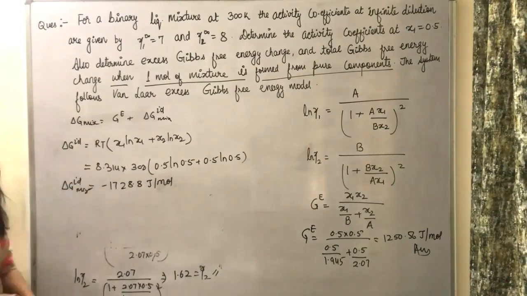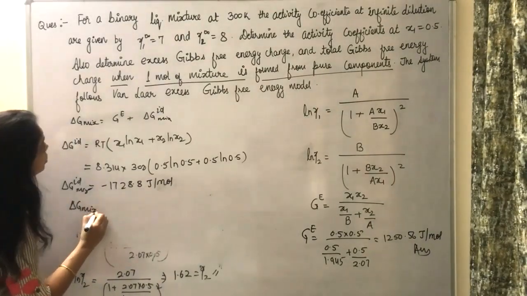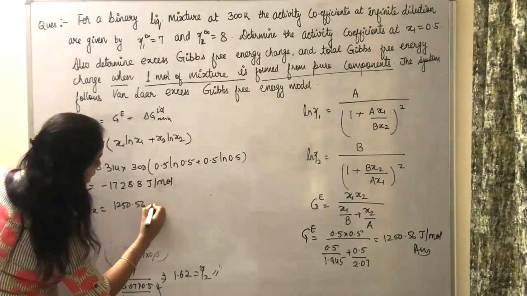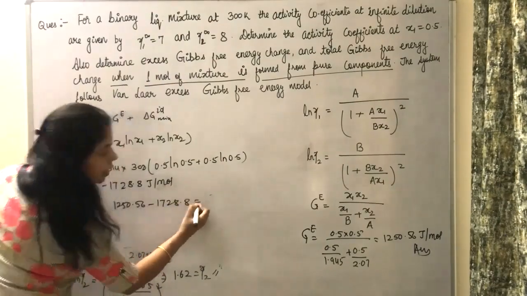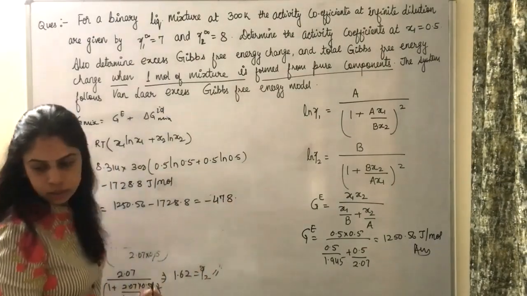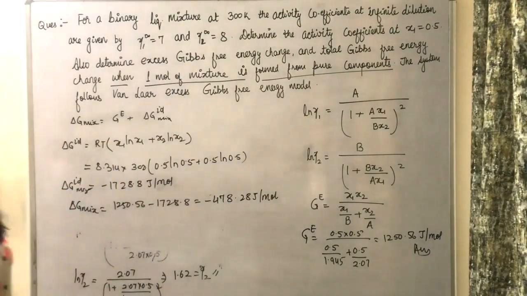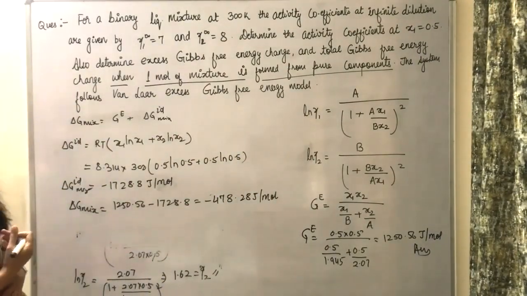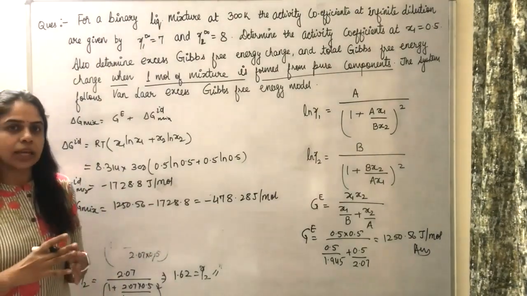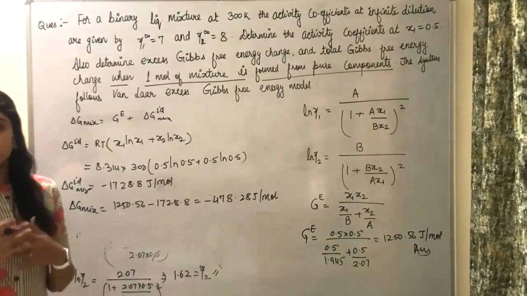Just substitute over here to get the value of delta G mix. So delta G mix equals GE, which is 1250.56, minus 1728.8, and the final answer is minus 478.28 joule per mole. So this is how you can solve this question. Hope you were able to understand it. In GATE also, simple formula based questions come. In our next video, we will take a numerical problem from the GATE examination.